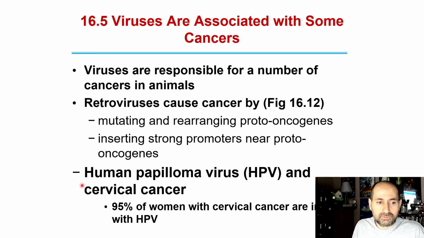So here's an example. Human papillomavirus, or HPV, there are certain strains of HPV that cause cervical cancer. In fact, 95% of all women with cervical cancer are infected with those strains of HPV. So this virus gets in, it affects your normal cell cycle regulation by affecting cell cycle genes, and those cervical cells that it infected replicate too often, right?